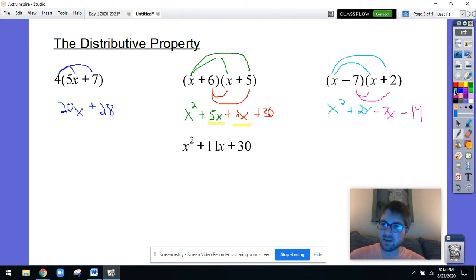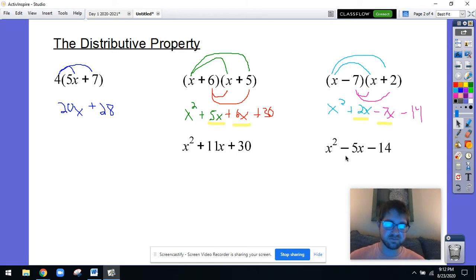When the dust settles, I've got a couple of like terms here. These ones in the middle both have an x with them, 2x and negative 7x. And so our final answer there, x squared minus 5x minus 14. Notice that I can't put together the x squared with the regular 5x. This one has a different exponent, so they're not like terms.